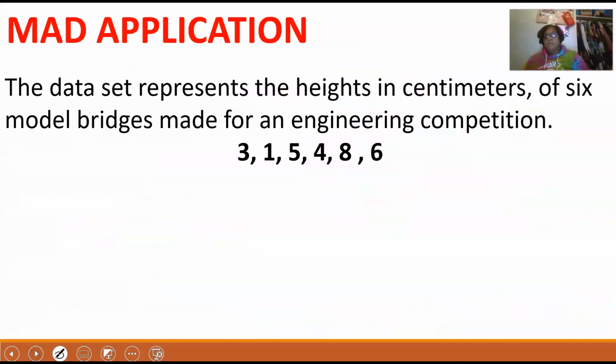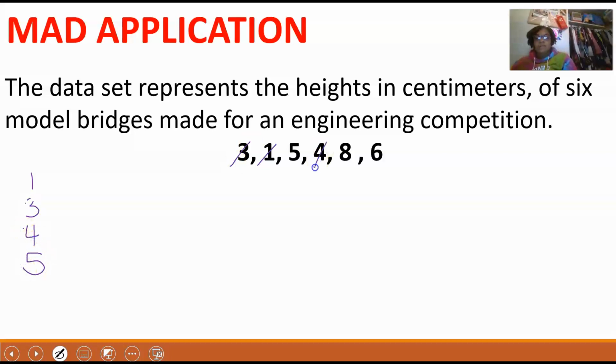Now, how do you find the MAD, or the mean absolute deviation? This takes some time, but we only have 6 numbers, which makes it easy. First thing, always put your numbers in order. So we're going to do 1, 3, 4, 5, 6, and 8.